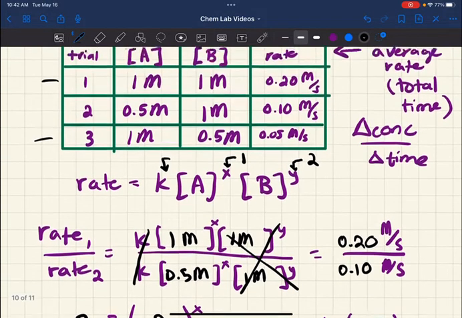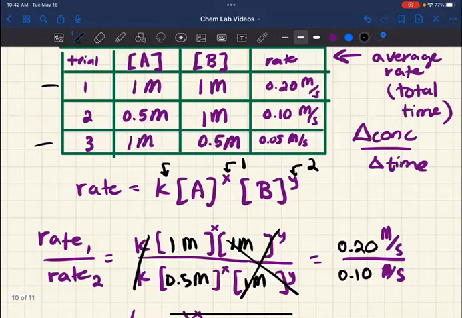So if I wanted to solve for my rate constant at this point, I could. I could plug in maybe trial 1 data. I could say 0.2 is equal to K times 1 molar raised to the first power times 1 molar raised to the second power, and solve for a value of K. So that I will leave undone here, but you will need to do this in the experiment.